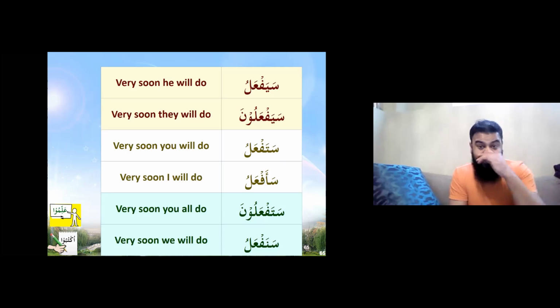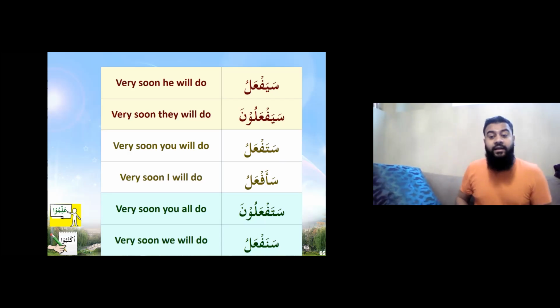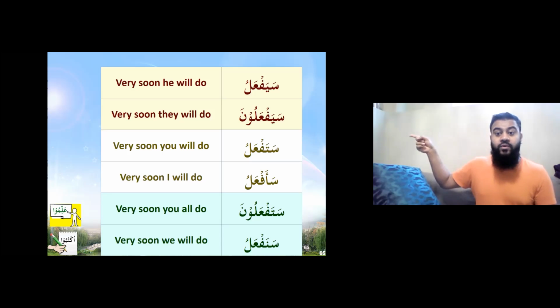Now, another example was, what if they're going to do it very, very soon? We just said that in Arabic, you can just add one letter, which is sa at the beginning, and it means it's very soon. Whatever the context of that sentence is, it's going to be done very soon. So if you were to ask, when will he do it, right? If the answer is very soon he will do it, you would say sayaf'alu. Not even sawfa. Sawfa would be soon. Sayaf'alu means he's going to do it very soon, like right now. He's going to do it straight away. So it's sayaf'alu, sayaf'aluna.